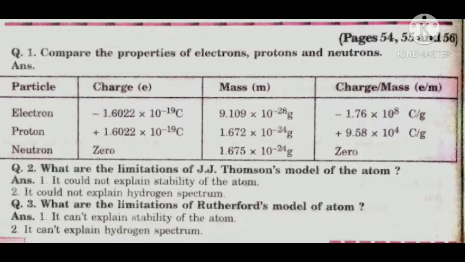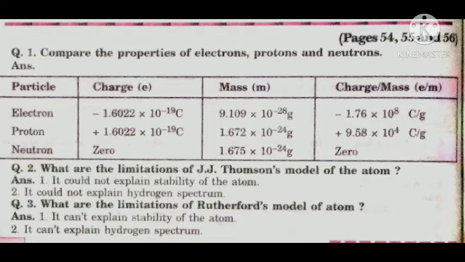Question number 1. Compare the properties of electrons, protons and neutrons. Answer: particle, charge, mass, charge per mass. Electron: charge minus 1.6022 into 10 power minus 19 Coulomb. Mass 9.109 into 10 power minus 28 gram. Charge per mass minus 1.76 into 10 power 8 Coulomb per gram.